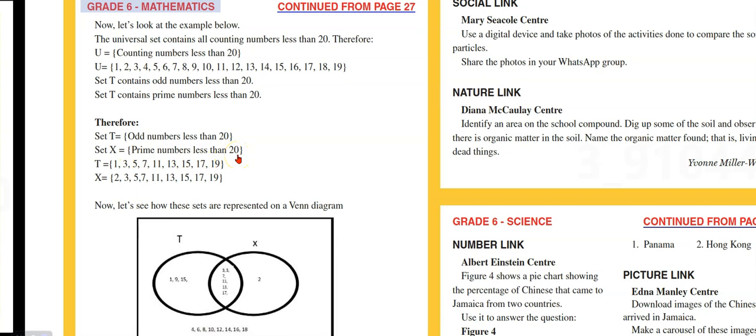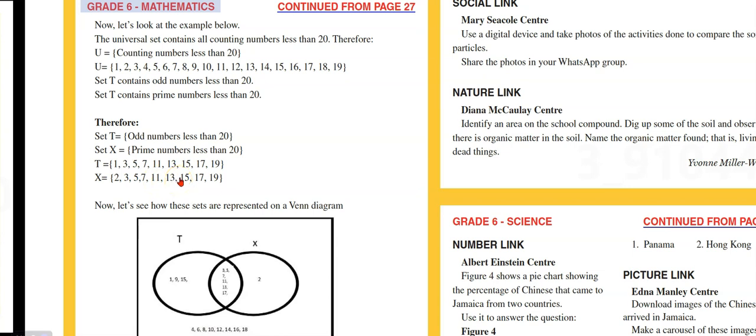Let's go with this. So what are prime numbers again? Numbers that have only two factors, 1 and itself. So 2, the only factors of 2 would be 1 and 2. The only factors of 3, 1 and 3. 5, 1 and 5. 7, 1 and 7. 11, 1 and 11. 13, 1 and 13. 15.